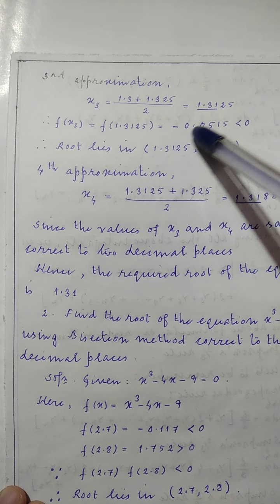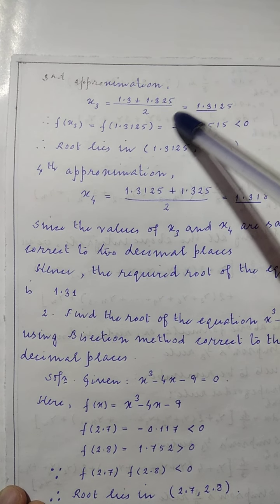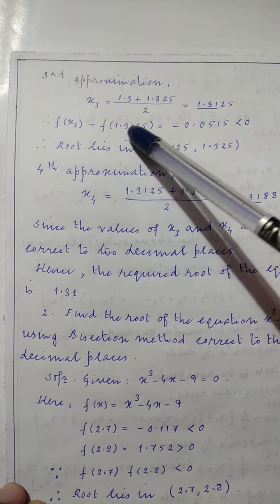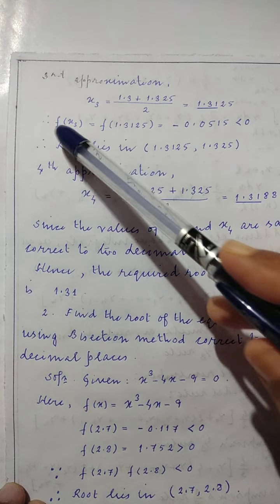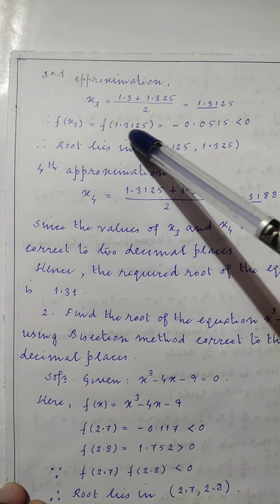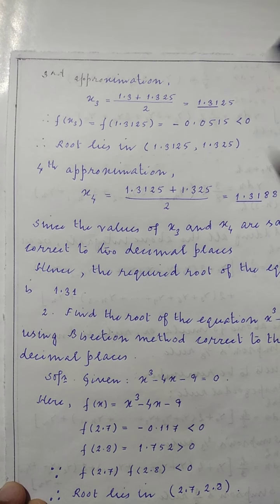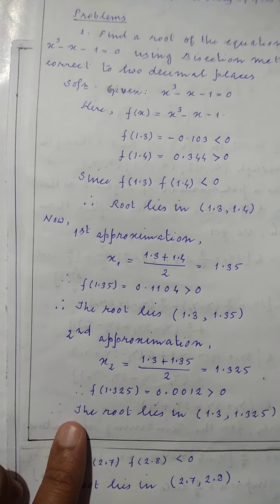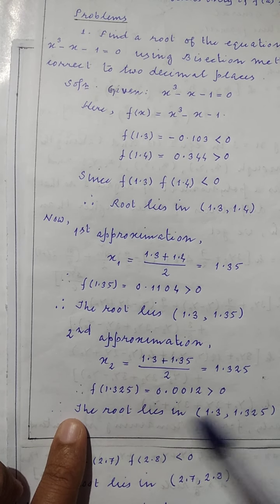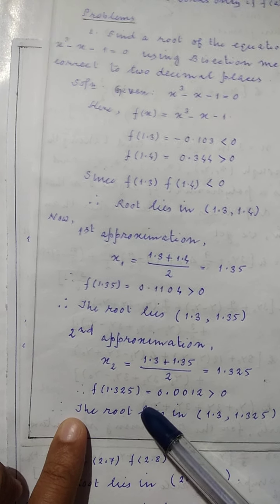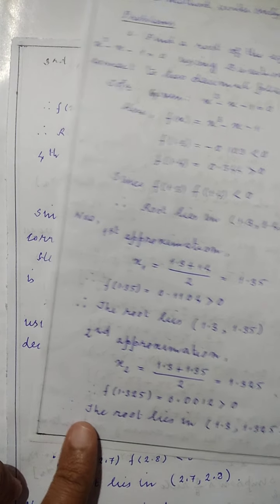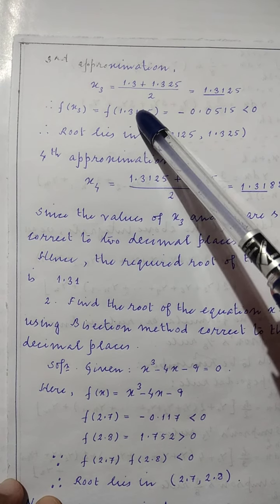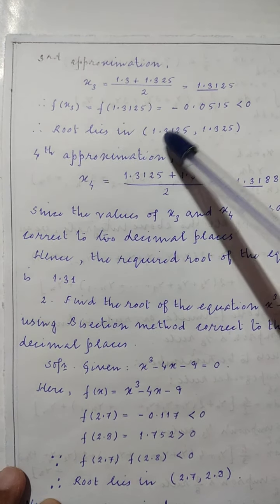Now you'll get the negative value. So this is not equal to 0. That means this is also not the root of the equation. So f of x3, that means f of 1.3125, is less than 0. And before that, if you see the previous step, second approximation, f of 1.325 is greater than 0. So that means the root lies between 1.325 and 1.3125. Therefore, the root lies in this interval.